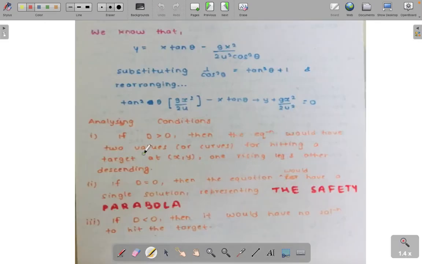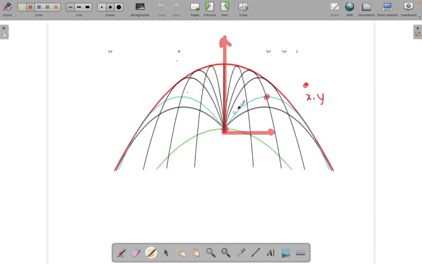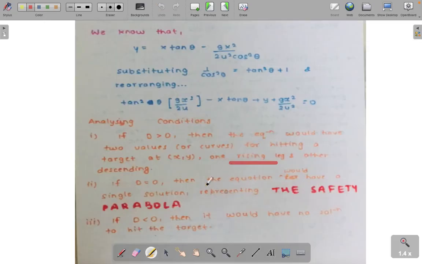So it would have two values, that is one rising curve, which is representing this cyan curve which is rising, which represents this curve. And the other version is the other curve. You can see that both these curves are intersecting each other at this point where we are expecting the x comma y or the target to be. So it would be the case when d is greater than 0.